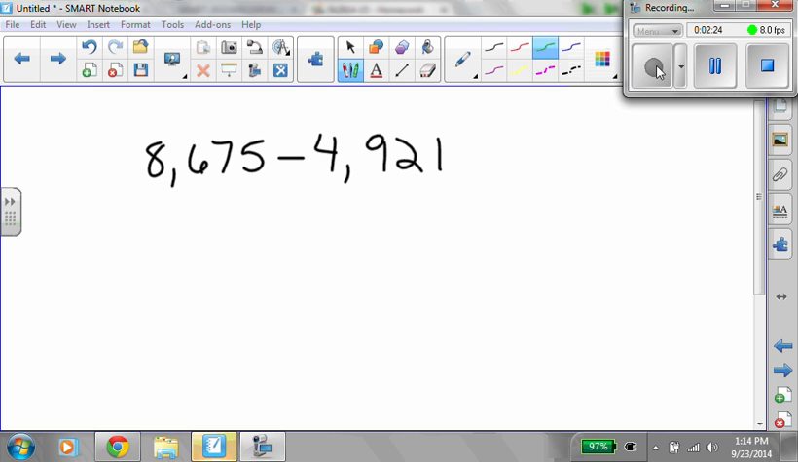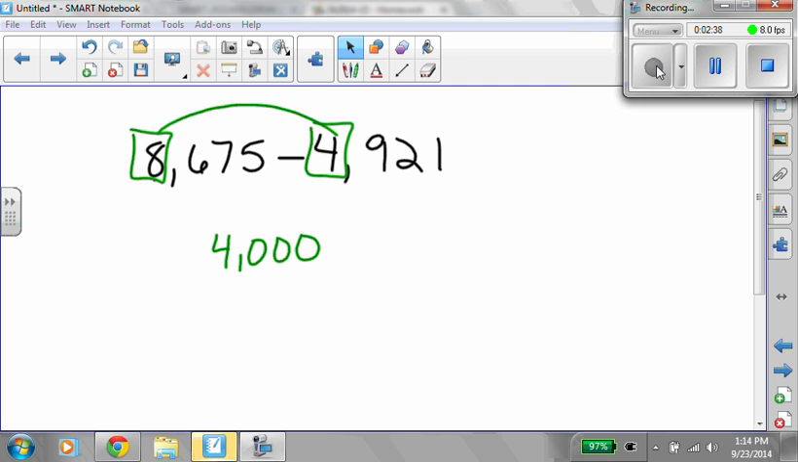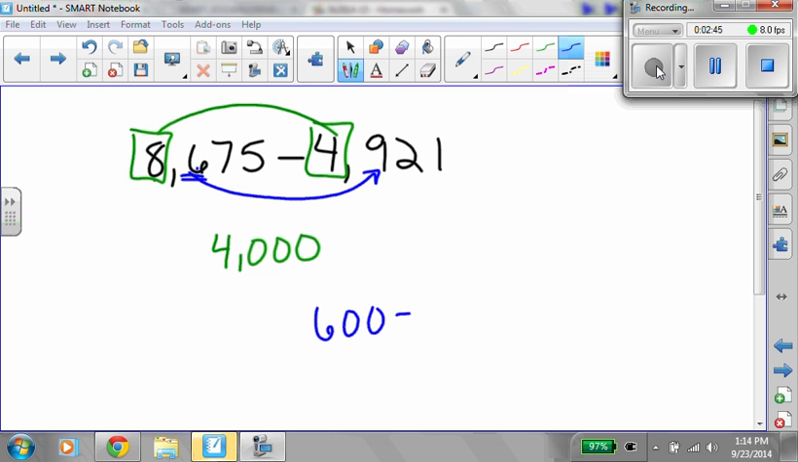Problem 3 for homework. This is going to be a tricky one again. First thing I'm going to do is look at the front end of each number. And this would be 8,000 minus 4,000 is 4,000. The next digit I look at would be 600 minus 900. And it's tricky again because the 600 is smaller than the 900. But the difference is 300, but it's a negative 300.